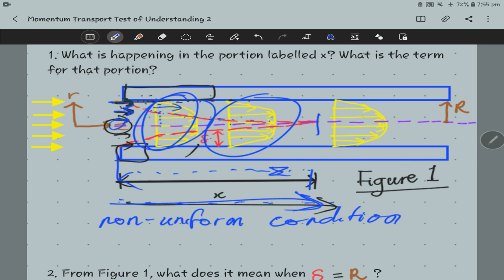But then if you look within this x region again, you see that if I draw a line, let's see, I can get a line. Okay, is this a bit clear?